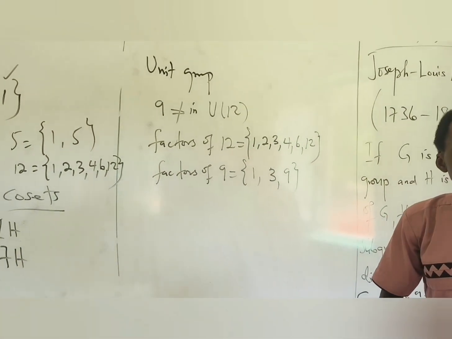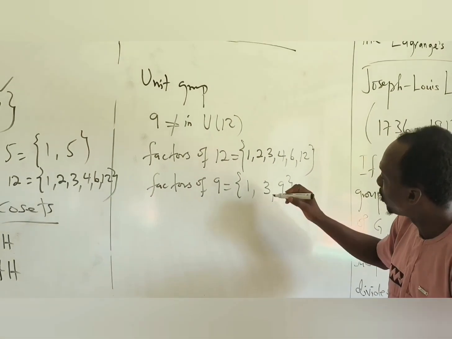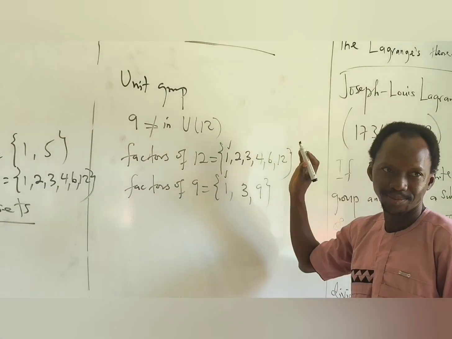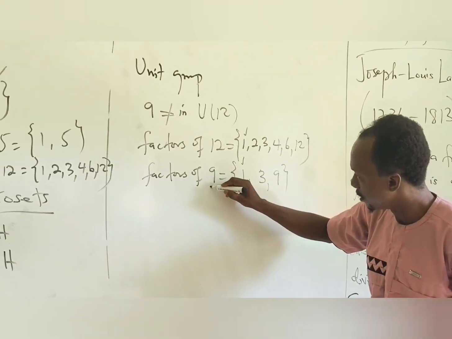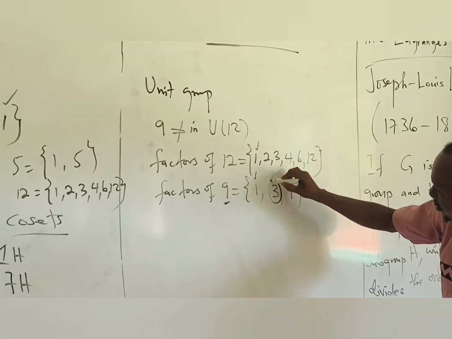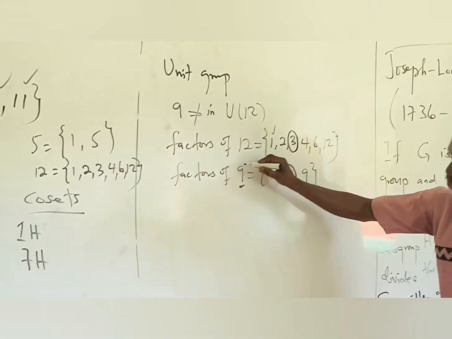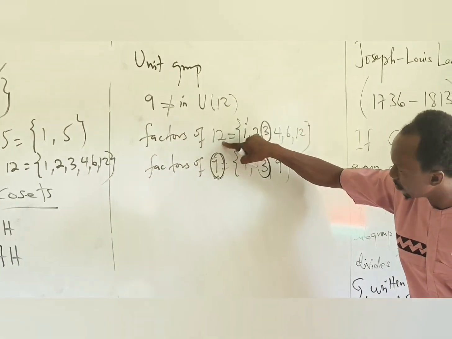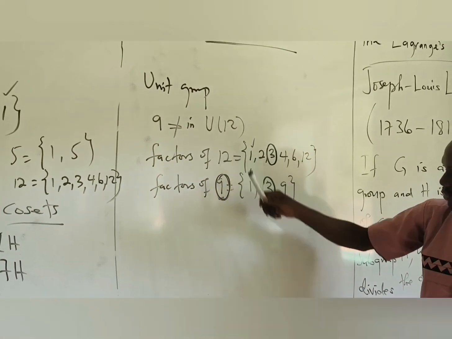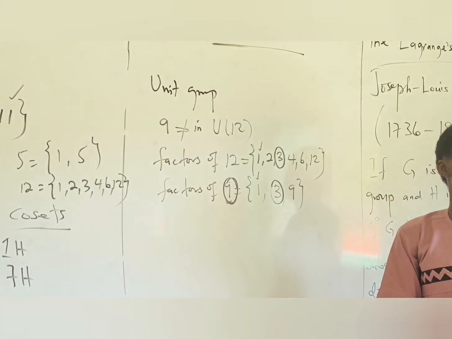So anytime you find the factors of those two numbers, if it is only one that runs through the two of them, then that number becomes what? An element of the U. Now, if there are other factors other than only one that runs through the two of them, it means this one cannot be an element of U12. Do you see? There are other common factors between this and that, other than one. So that makes 9 not qualify to be an element of U12.